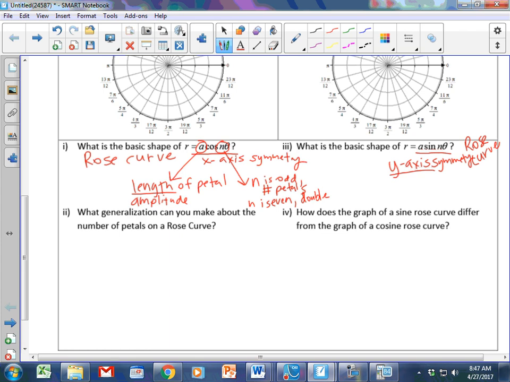Okay, what generalization can you make about the number of petals on a rose curve? I believe we've already made that generalization, right? I jumped ahead. Are we okay with that? And then 4, how does the graph of a sine curve differ from the graph of a cosine curve? Rose curve for both of us. Right, and also the symmetry, right? So if you have a cosine rose curve graph, then one of the petals will lie on the x-axis for sure. Okay? I don't think that's true for the sine rose curve. Is that true for the sine rose curve? I don't think it's true. It may be true.